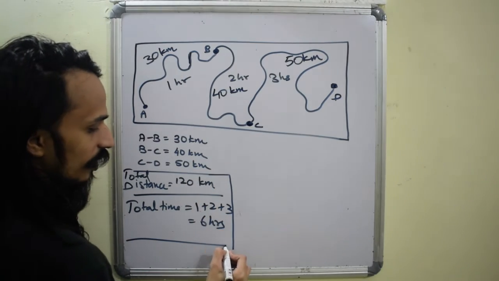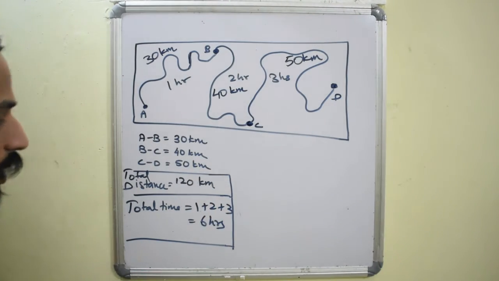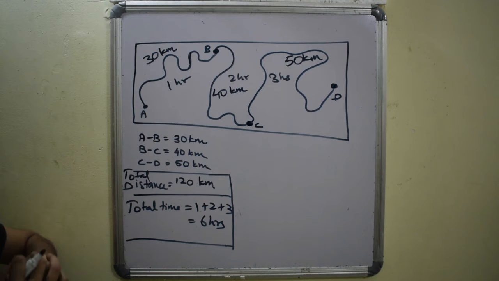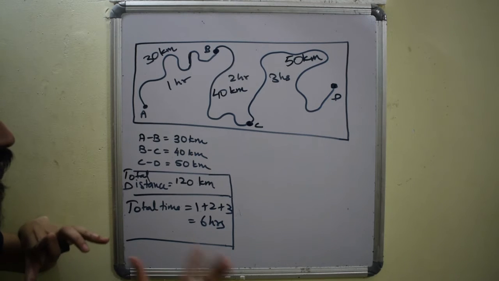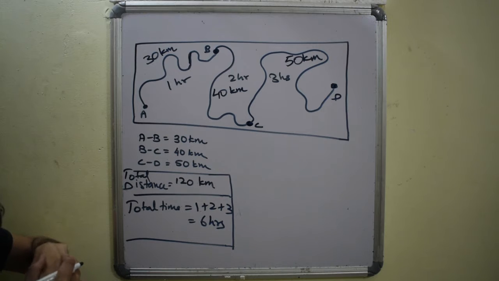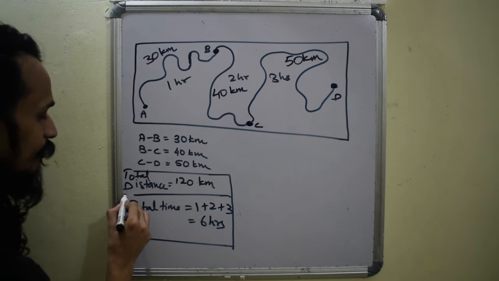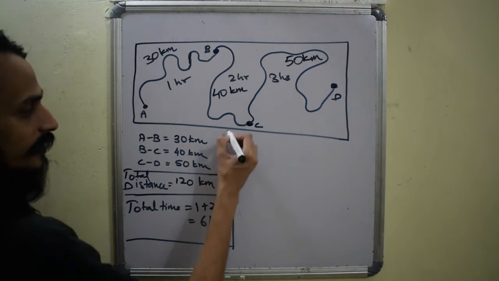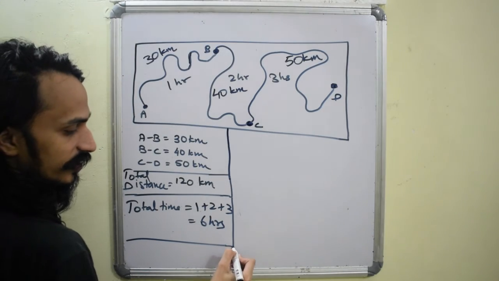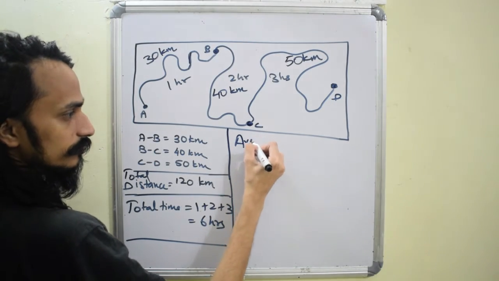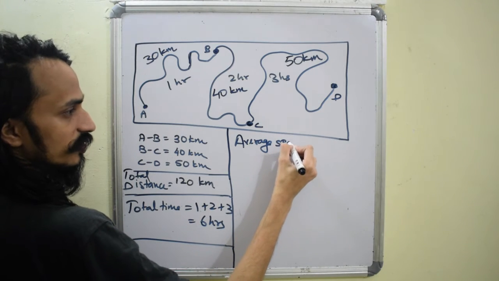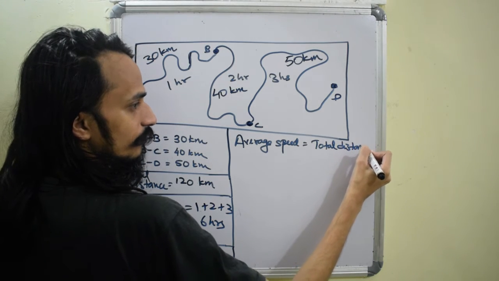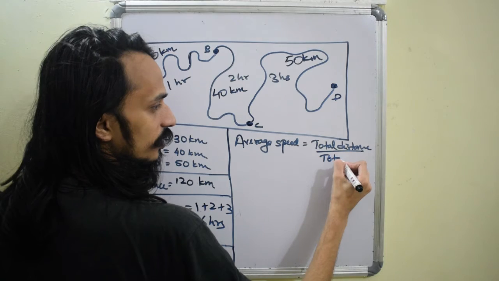Now, when I look at the word speed, speed to me is how much distance is covered in how much time. Whenever you look at your bike or vehicle, it says kilometers per hour, right? In the same way, all I need to figure out is how much distance is covered in how much time. That is my average speed. So the formula for average speed is total distance divided by total time.